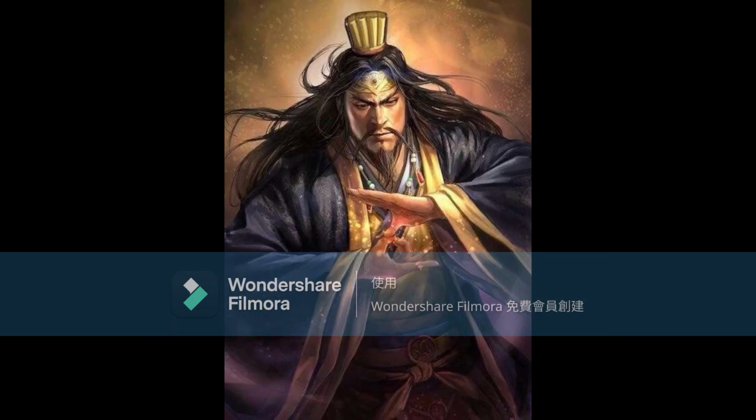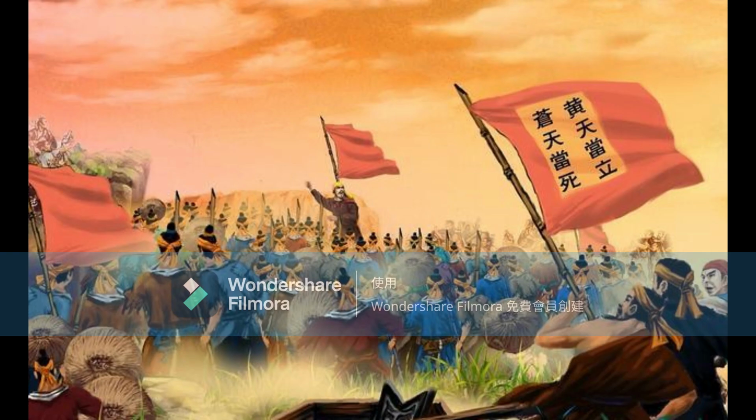Amidst this turmoil, a man named Zhang Jue stepped forward. He claimed to possess magical abilities that could aid the people. Zhang Jue quickly gathered a following. His supporters donned yellow turbans and were known as the Yellow Turban Army. They rebelled against the emperor, seeking to change their current way of life.